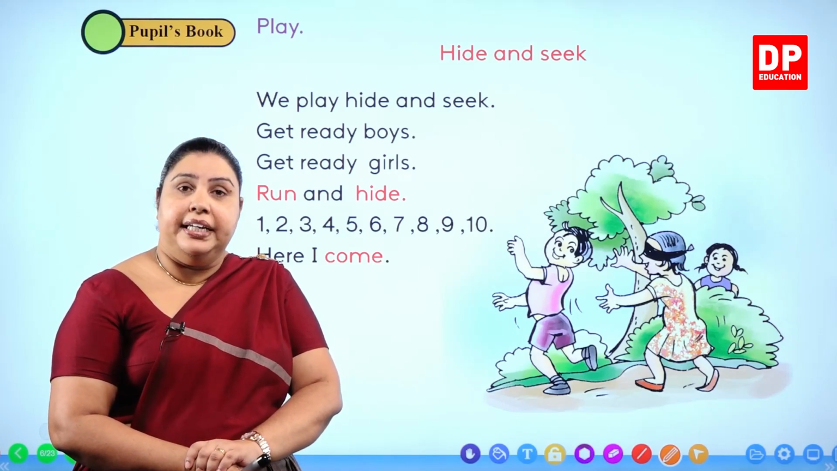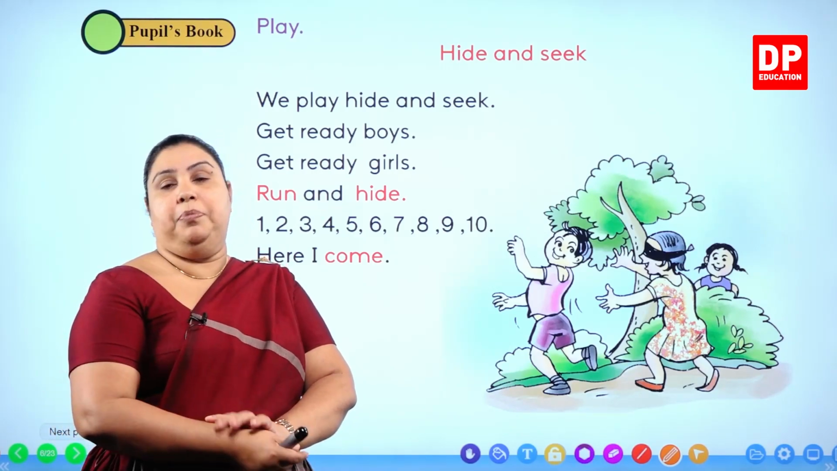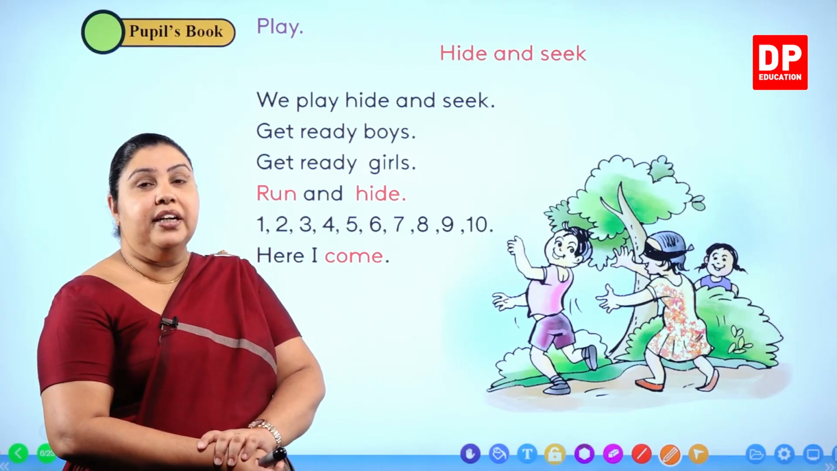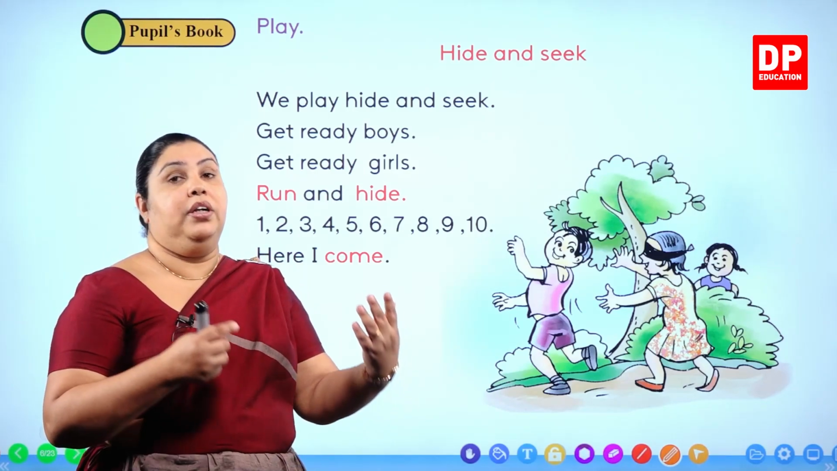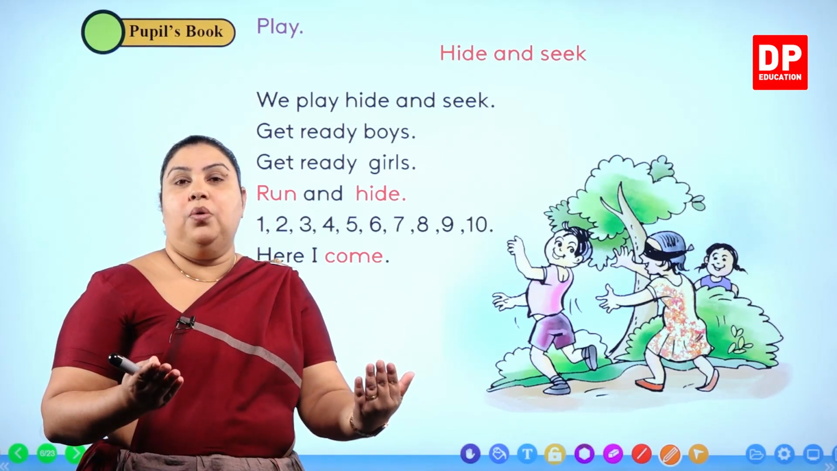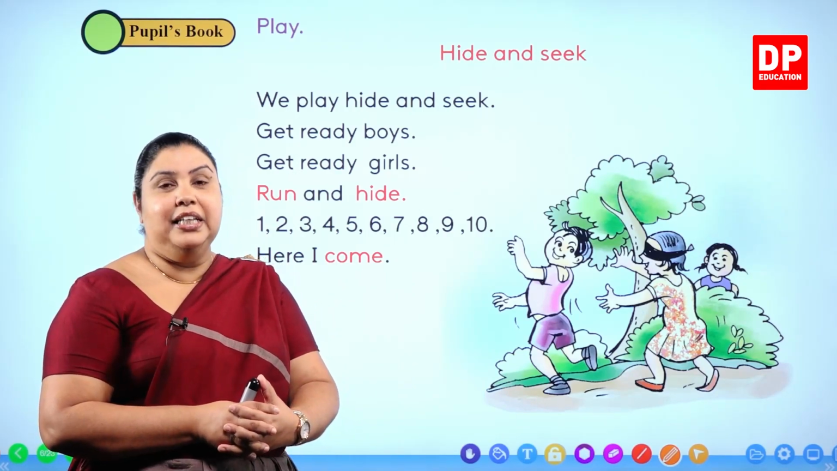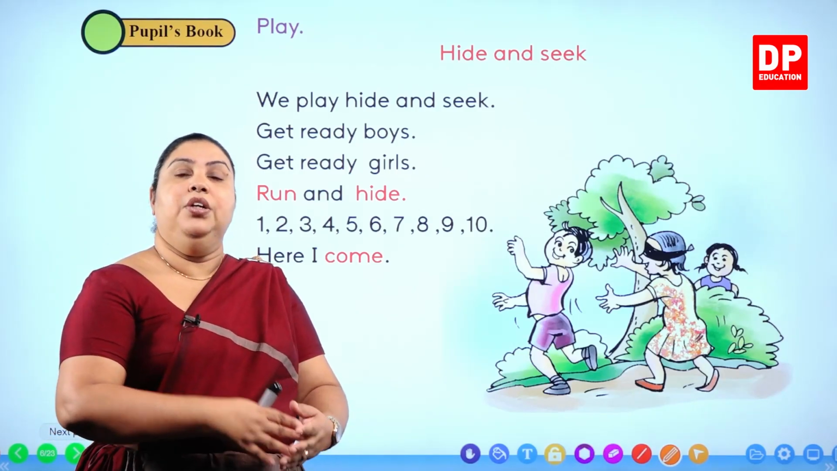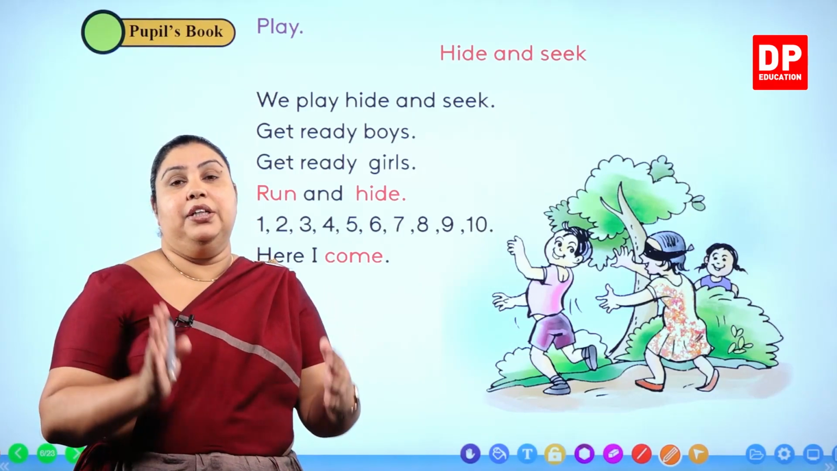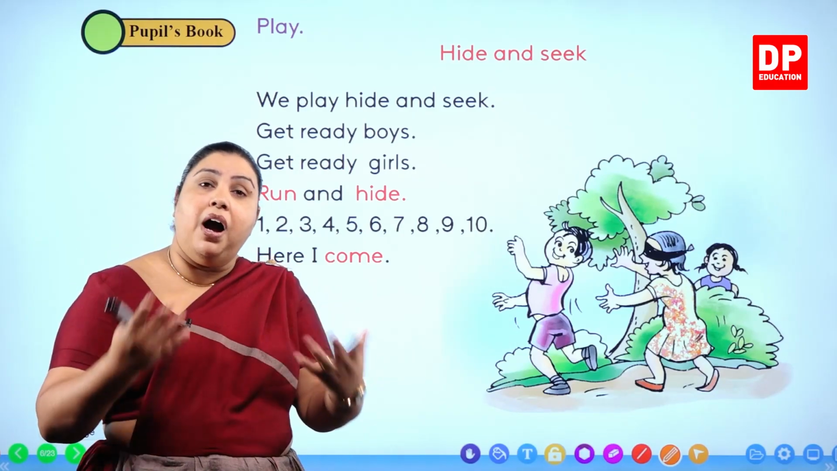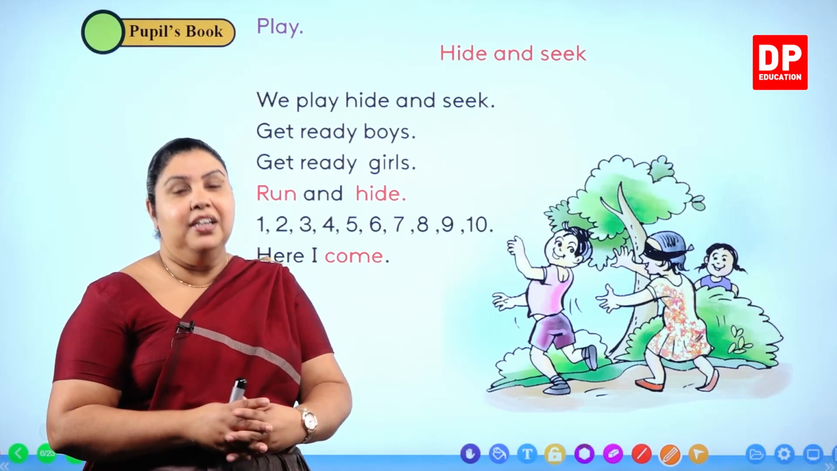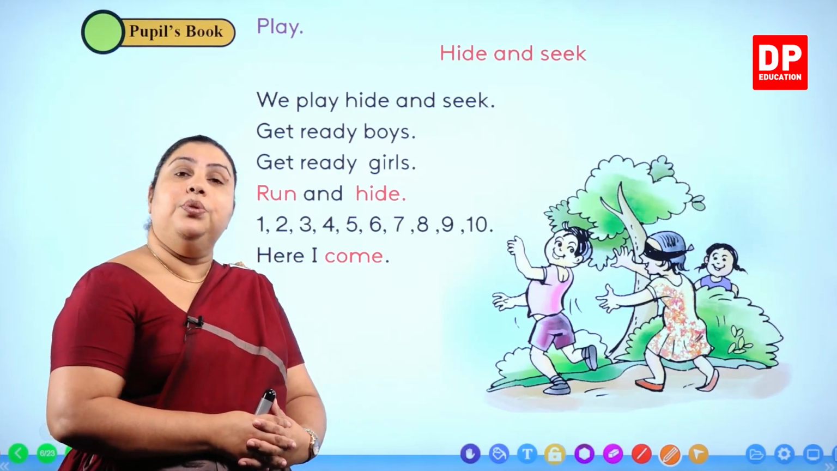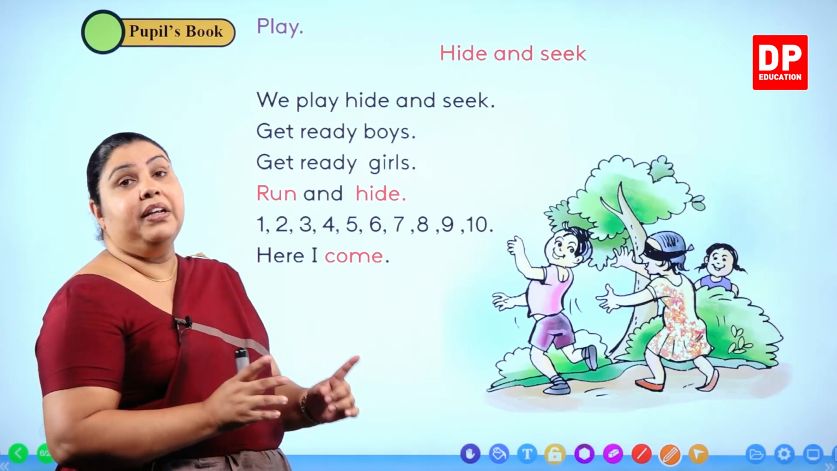Now when we play hide and seek, we have to count. Now I told you maybe not up to number 10. So we have to count further. That means from number 1 to maybe number 100. So we will start by the very first number, number 1 to number 10. So that is what we have to learn.